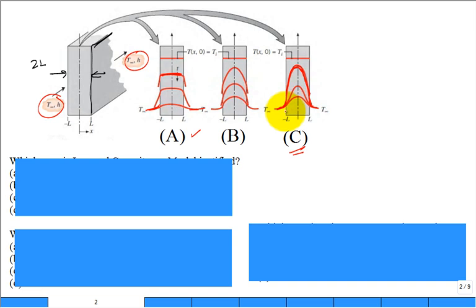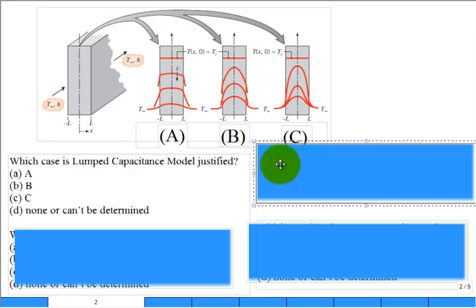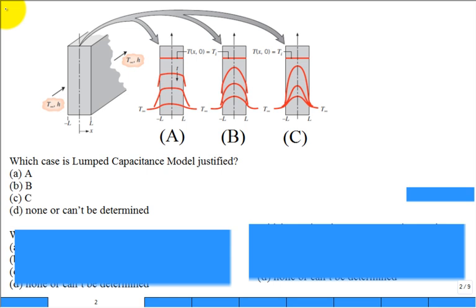So that leads us to a good clicker question, or a few of them. Let's go ahead and ask this question here. Which case is the lumped capacitance model justified? Case A, B, C, or none, or it can't be determined?